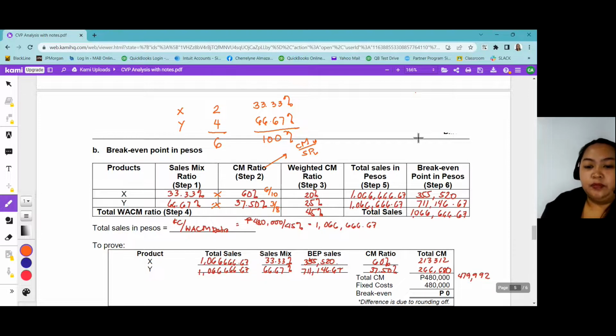Yan yung ating sales in pesos na paghahatian ni product X at saka ni product Y sa pagdating sa break-even point. Okay? You multiply your 33.33% to 1,666,667 para makuha mo kung magkano yung break-even point na share ni X, and then ganun din yung gagawin mo kay Y. So, pag pinag-total mo tong dalawang to, makukuha mo yung total sales natin. Okay?